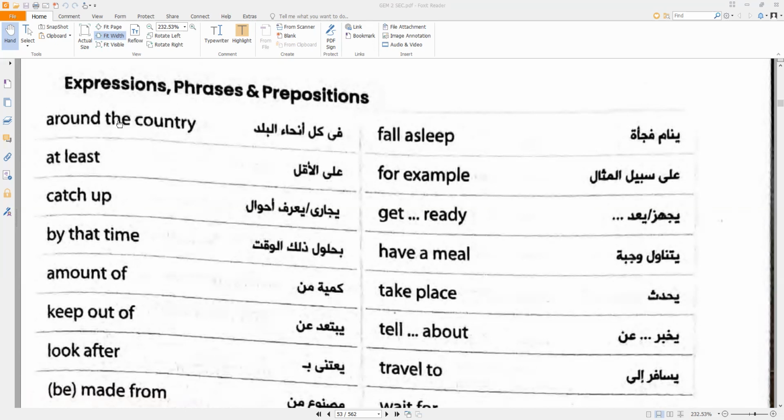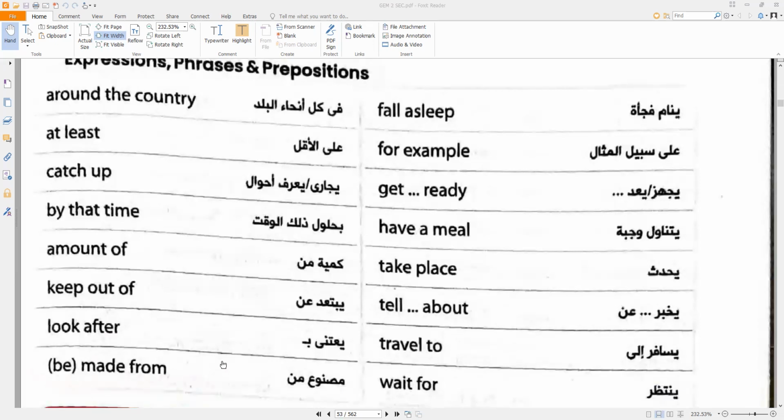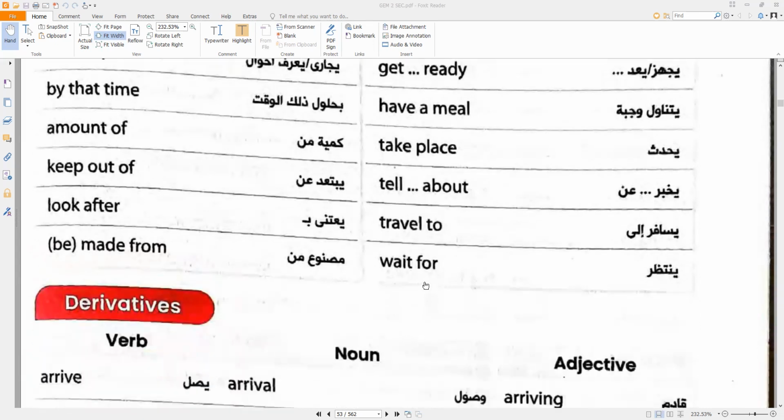Around the country, at least catch up. By the time, amount of, quantity of, keep out of, keep away from something, look after, made from, fall asleep, for example, for instance, get something ready, have a meal, eat, take place, happen, tell about, don't tell me about anything, travel to, wait for.